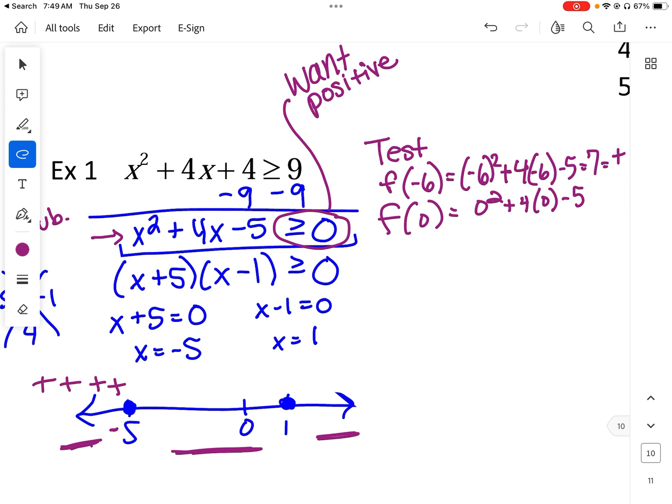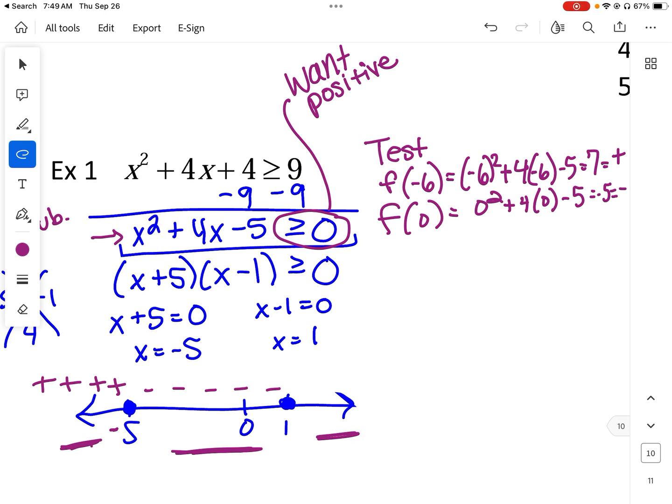Okay, so we plug in 0. 0 squared is 0, plus 4 times 0 is 0, minus 5 is -5, which is a negative number. So what that tells me is everything between -5 and 1 is negative. So I'm going to put little negatives there on my number line.